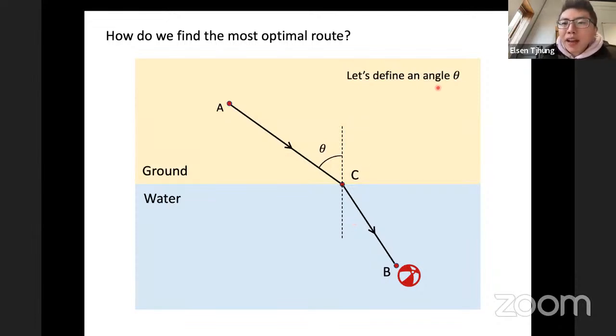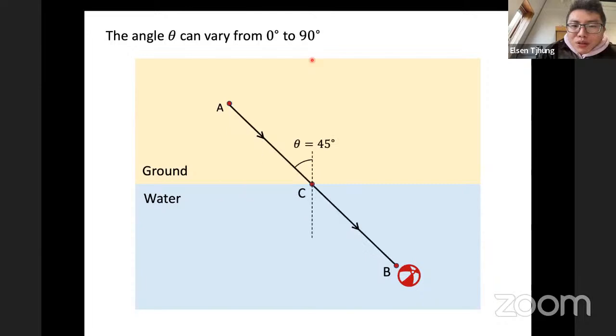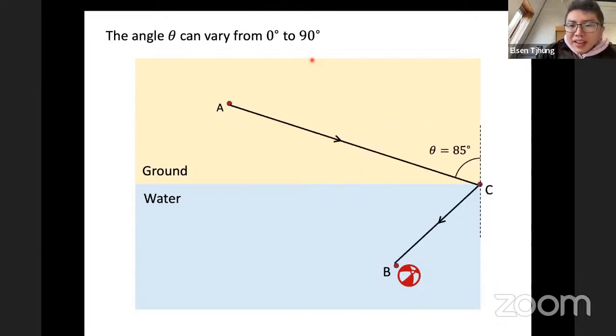To do this, let's define an angle theta. Let's call this the turning angle. Basically, this is how much you have to turn when you reach the shore of the sea. So let's call this angle theta, the turning angle. Basically, you run from A to C, and then you turn by this angle theta, and then you swim for the rest of the race. This angle can vary from 0 to 90 degrees, as you can see in this animation.